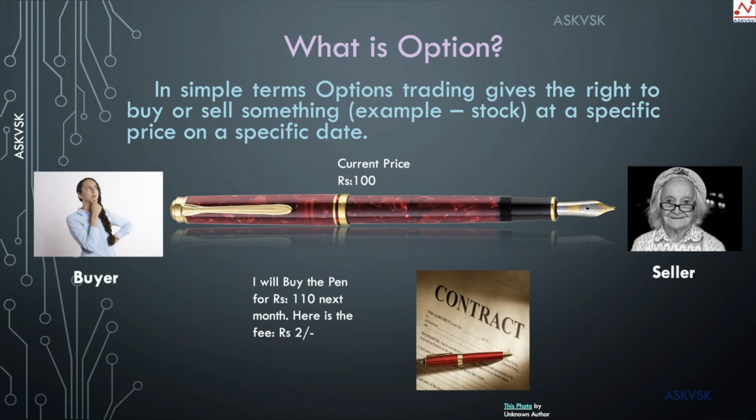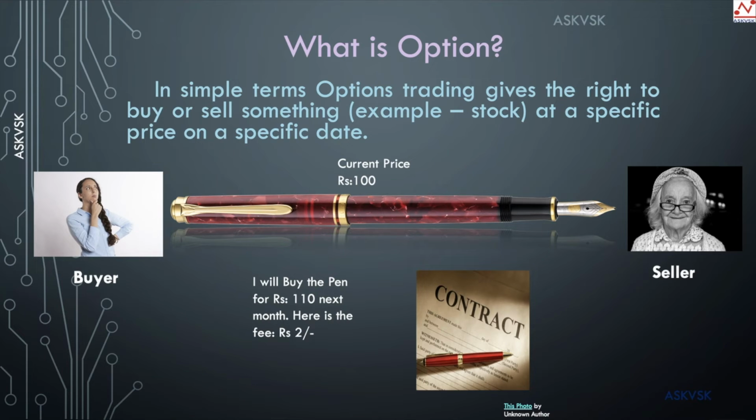So this contract is what the buyer can exercise in order to buy this pen at a cheaper rate. But what happens if the price of the pen goes below, like say 100, or even if it stays below 110? Then what does the buyer do? He doesn't need to exercise this right. So all that we are trying to understand here is the buyer has a right to buy something, in this case a pen, at a specific price, say 110, at a specific date, which is the end of next month. And for all this, the buyer is paying the seller a token amount.